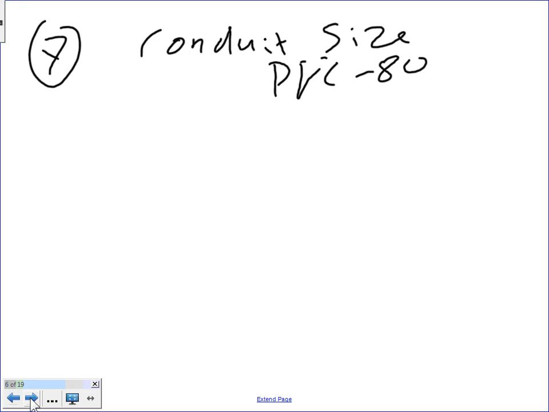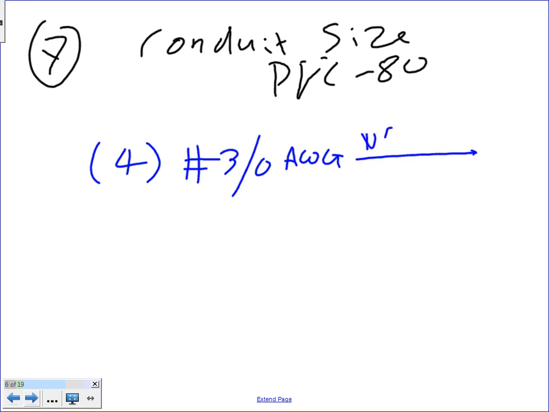For conduit size, guys, that's a piece of cake. I have 4 conductors. Remember, I have 4 conductors. Each one of them is 3-aught AWG, right? And if you go to NEC 2011, chapter 9, and which table? In this case, because they're all the same size, we go directly to Annex C.